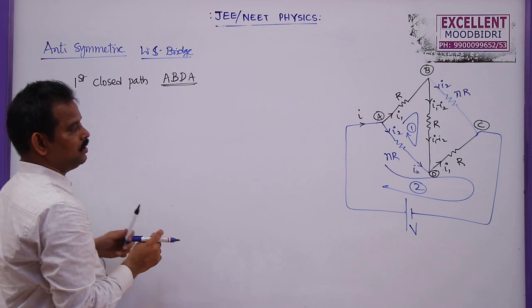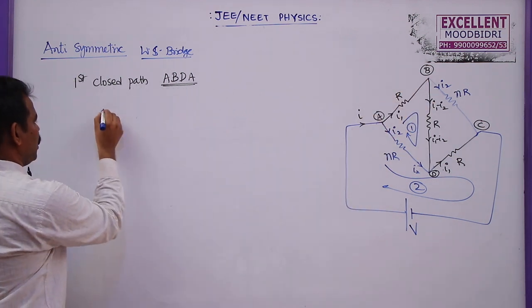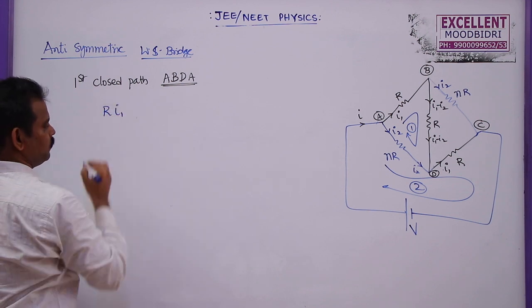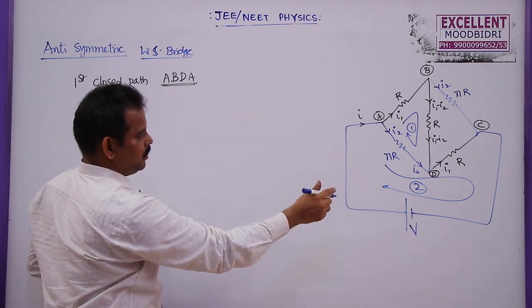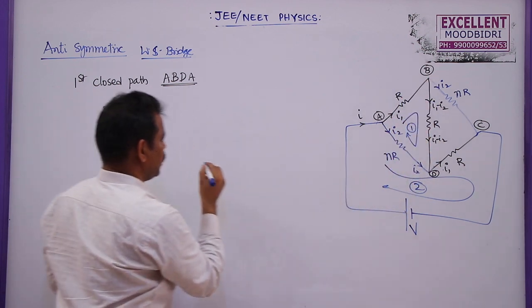So in this, what is the resistance drop here? For A to B, the drop is R into I1. For B to D, I am moving from B to D, current is also coming from B to D, resistance is R.